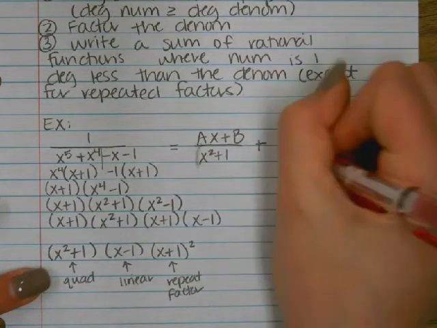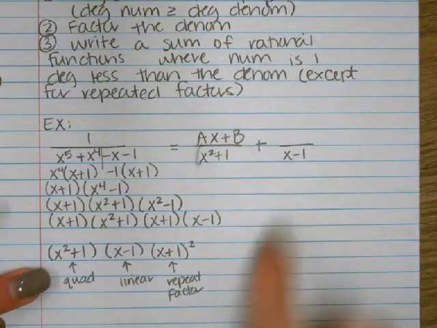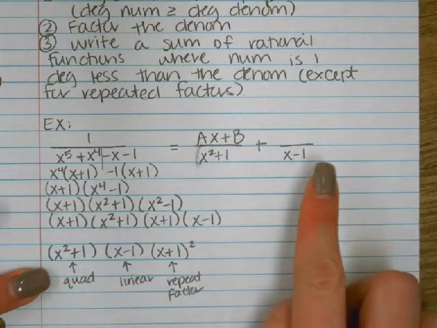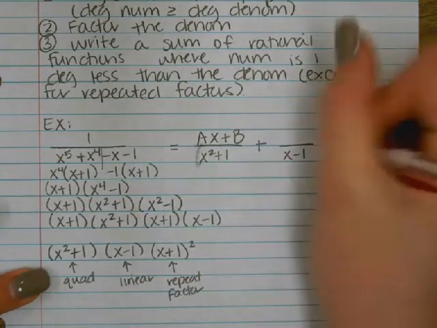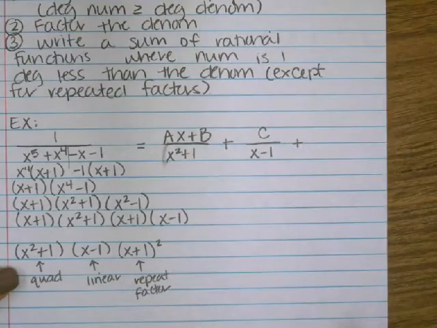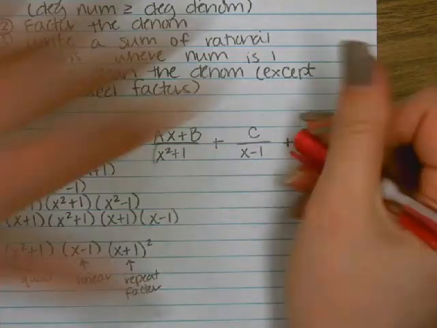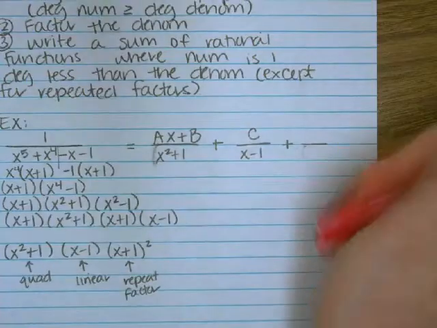My next denominator is going to be linear. So if linear is a degree of 1, then my numerator has a degree of 0. That means I'm not going to have an x up there, I'm just going to have a number. And then for the last factor, we actually write this one twice. We're going to use x plus 1 and x plus 1 squared.